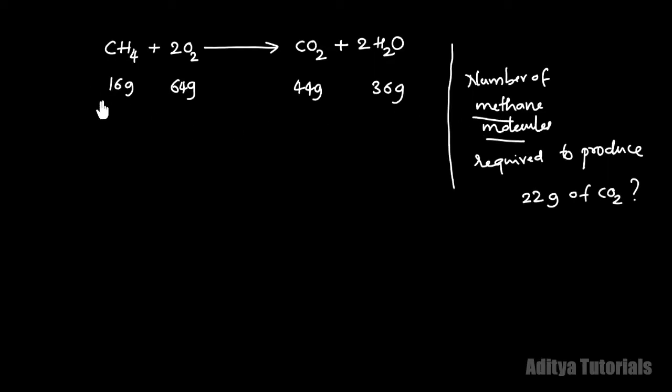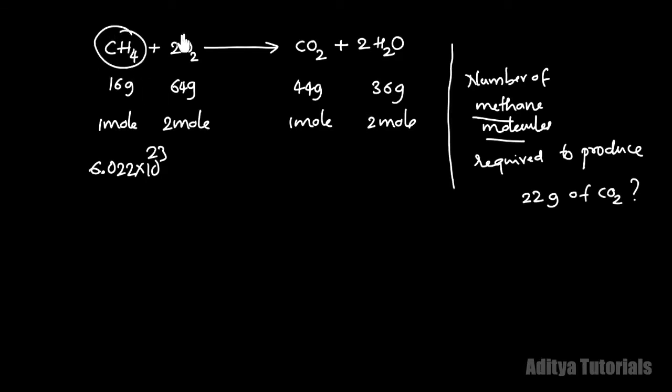Therefore, this 16 is nothing but 1 mole. And here it is 2 moles. The mole can be converted into grams and numbers, and even into volumes. The 1 mole of methane can be converted into numbers, that is 6.022 into 10 to the power of 23 molecules of methane, which react with any amount of oxygen and produce carbon dioxide. But carbon dioxide is given in grams. Therefore, I take here 44 gram of carbon dioxide.